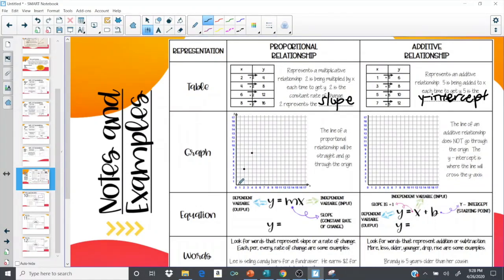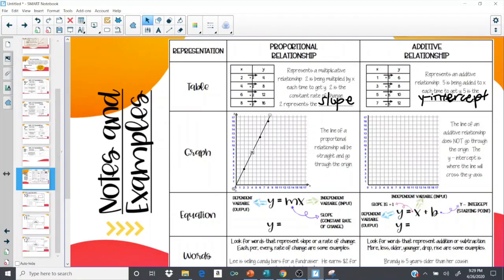6, 12. Start at the origin, move 6 units to the right, and up 12. And then 8, 16. Start at the origin, move 8 to the right, and up 16. Okay. Once you have done that, you're going to grab your straight edge or your ruler and connect the dots.